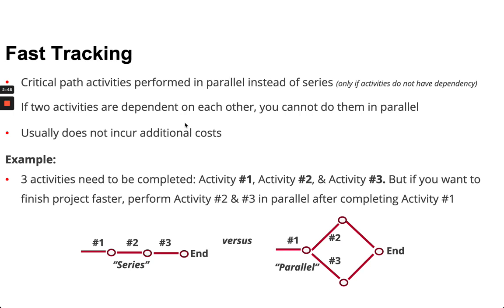So here's a simple example. If you look, there are 3 activities, activity 1, 2, and 3. On the left, they're done in series. Do 1, complete, start 2, complete, start 3, complete. But if you want to fast track, if 2 and 3 don't have, if you will, dependencies, when you complete activity 1, do 2 and 3 together so that you've compressed to get to the end date sooner.